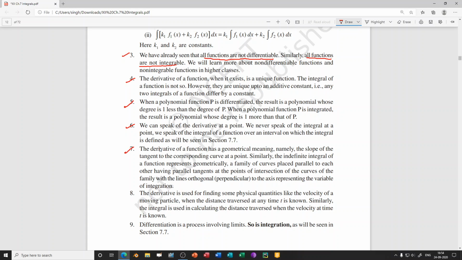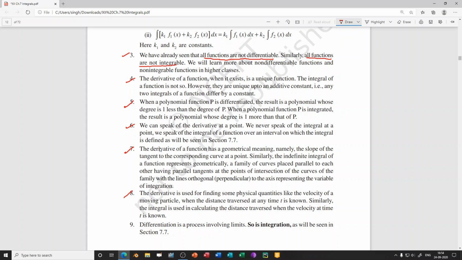Then seventh one, the derivative function has a geometrical meaning, namely the slope of the tangent to the corresponding curve at a point. Similarly, the indefinite integral function represents geometrically a family of curves parallel to each other, having parallel tangents at the points of intersection of the curves of the family with lines orthogonal to the axis representing the variable. So this one we'll learn with the help of the figure that will come at the end, when we go through all this till the 9th point.